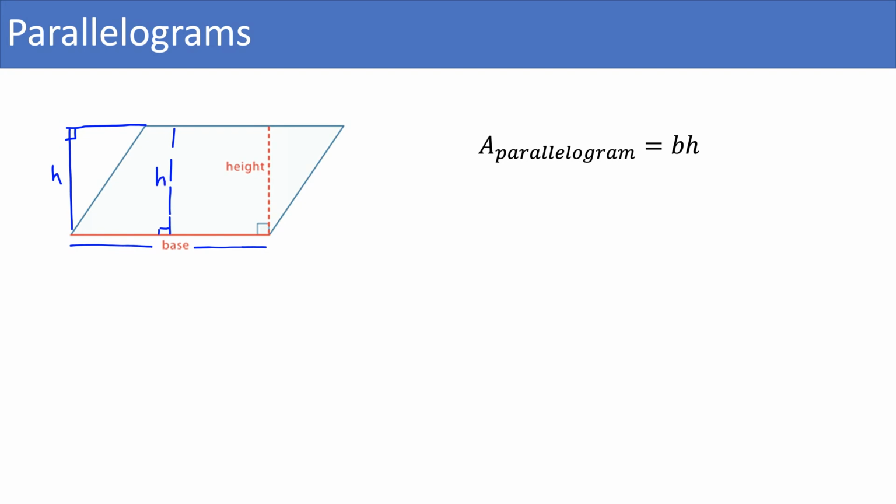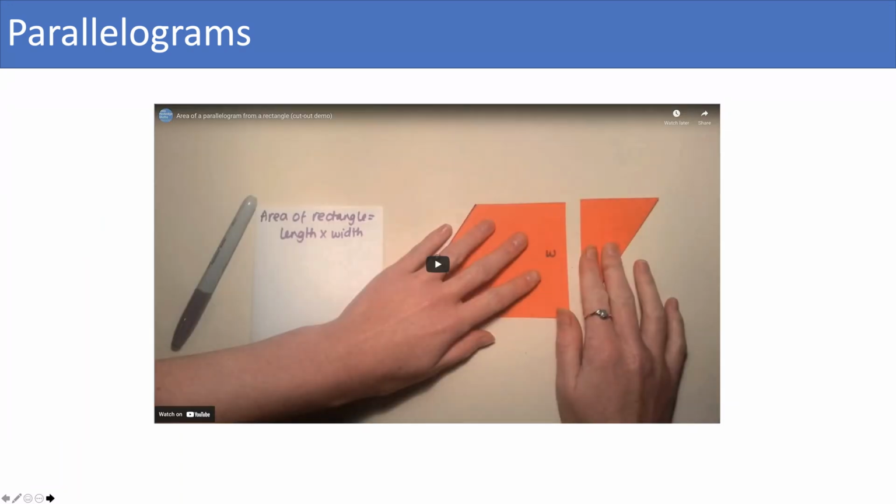So how is this formula base times height? Where did it come from? How do we know it's this? How do we know it's not base plus height? So we are going to watch someone else's video because I thought the visual for it was very nice. So take a moment, we're going to watch it.